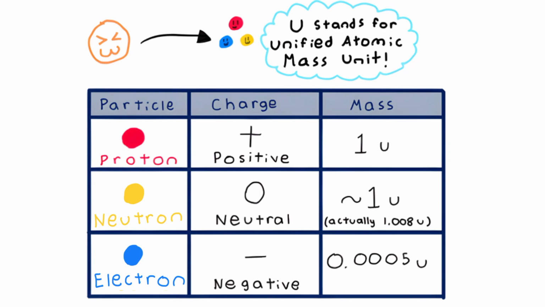These are the subatomic particles. Atoms themselves are made up of subatomic particles, and there are three types: protons, neutrons, and electrons. They differ in charge and mass. The concept of charges will be really important later on, but right now let's just focus on mass. Notice how protons and neutrons both have a mass of around 1 unified atomic mass unit, while the mass of electrons is much smaller.